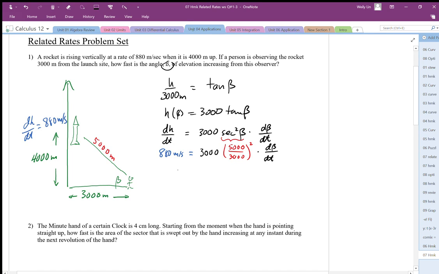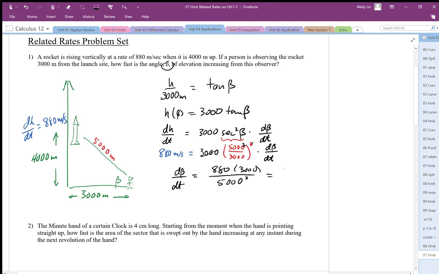Okay, so then solving for this, I get d beta by dt is equal to 880 divided by... the 3,000s cancel out, and I end up with 5,000 squared. So I'm going to multiply by 3,000 on this side and divide by 5,000 squared on that same side. Okay, and then typing this all into my calculator, we can simplify some of this actually.